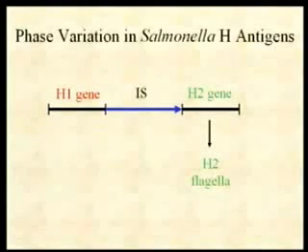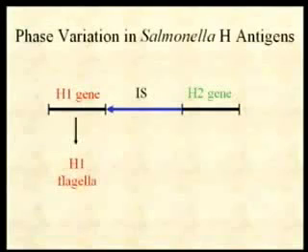We get infected with that bacterium. We start making antibodies against the H2 flagella, and those would be protective antibodies. So what happens? This insertion sequence has the ability to jump around and move around, and so it changes its orientation. It is oriented in this way so that now the promoter drives the expression of the H1 gene.